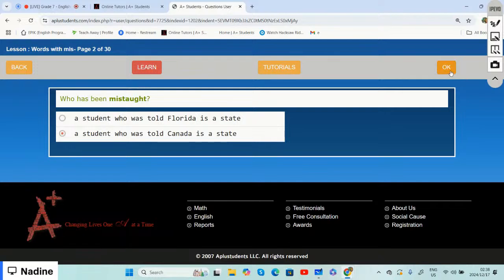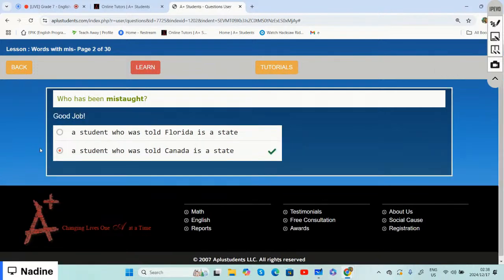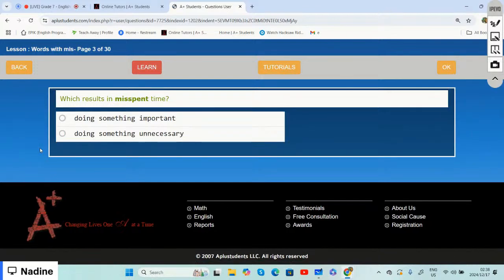And if we were to choose the correct option, then we would say that Canada is a state, right? Because Florida is a state within the United States. And we would then say Canada is a country. They call it a sovereign state, but that is something else.